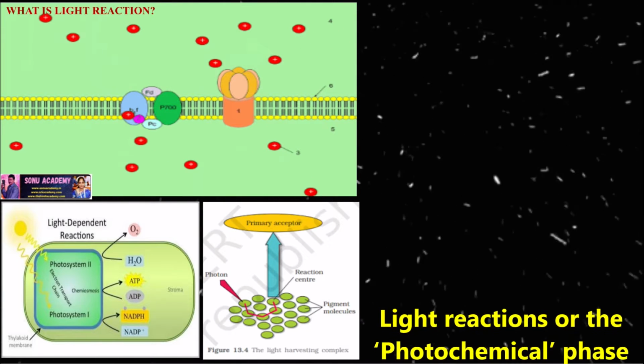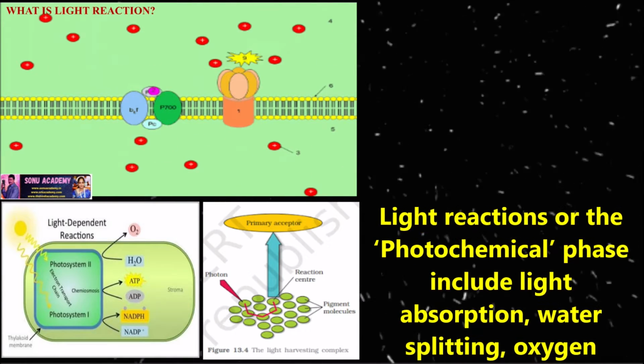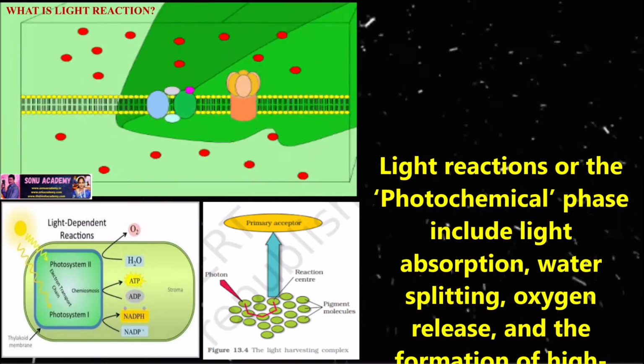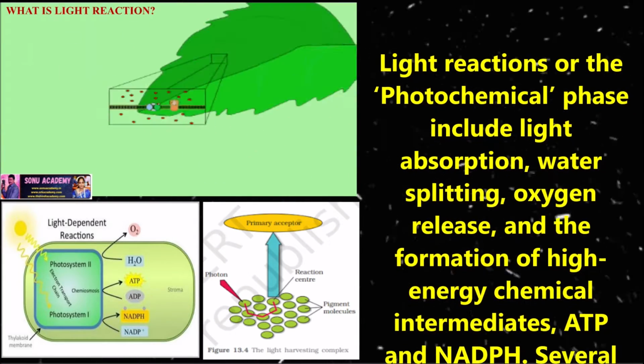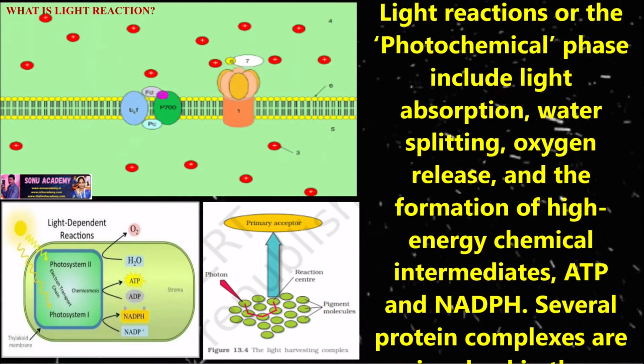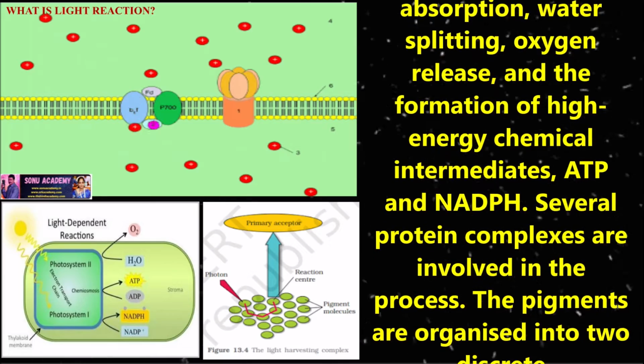Children, let us see what is light reaction. Light reaction, or the photochemical phase, includes light absorption, water splitting, oxygen release, and the formation of high energy chemical intermediates, ATP and NADPH. Several protein complexes are involved in the process.